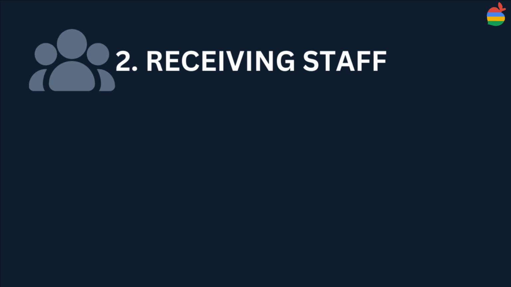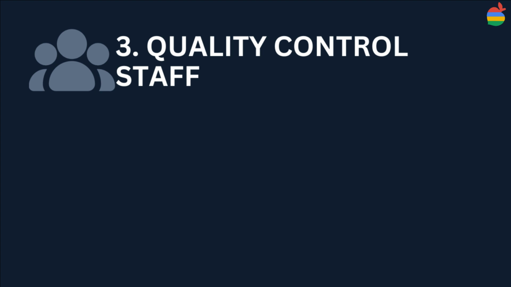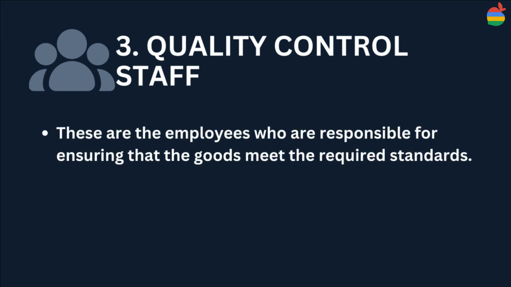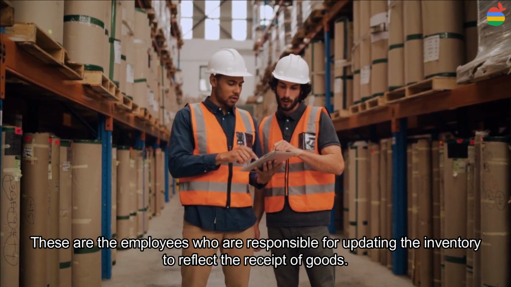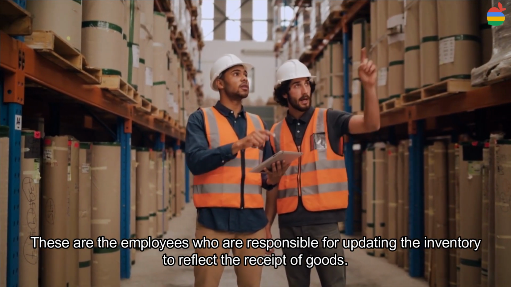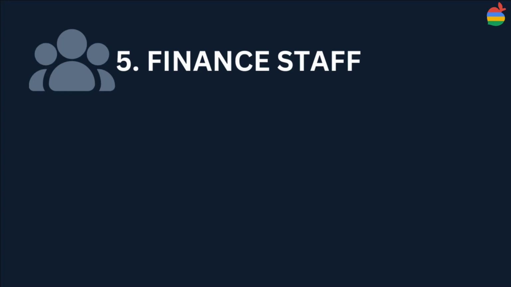your supplier. Second, your receiving staff. These are the employees who receive the goods from the supplier and check them for quality and quantity. Number 3, quality control staff. These are the employees who are responsible for ensuring that the goods meet the required standard. Number 4, inventory staff. These are the employees who are responsible for updating the inventory to reflect the receipt of goods. The final point is finance staff.